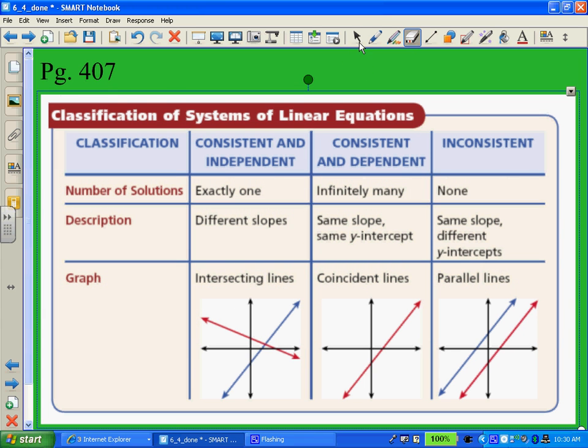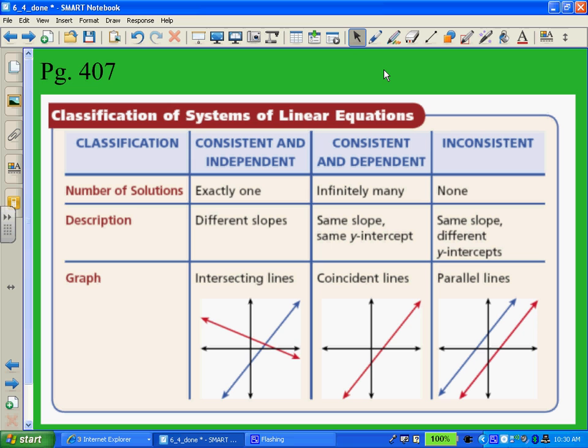And on page 407 in your book, you'll find this chart. And this chart's very helpful. I would put it in your notes if I were you, because you'll probably be looking back at it quite a bit. So what's going to happen here is this kind of just describes what each system looks like. So you can see here in the first column, if we have a consistent and independent system, it means it has one solution. And the equations will have different slopes, which we're going to use that part to really help us classify without solving. And if we were to graph it, we would have lines that intersected at one point.